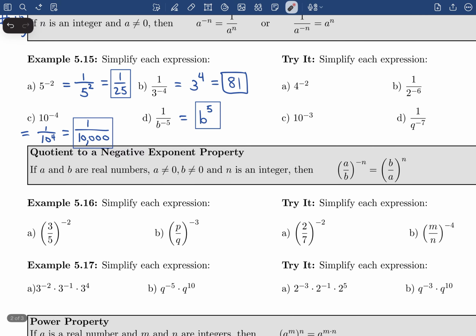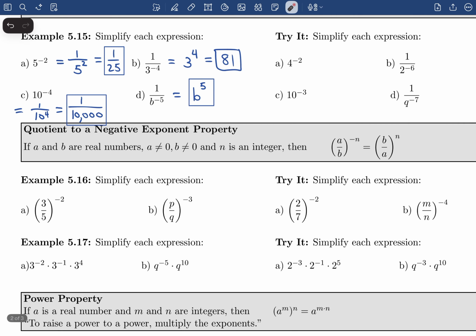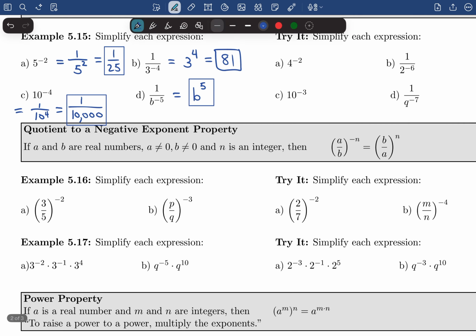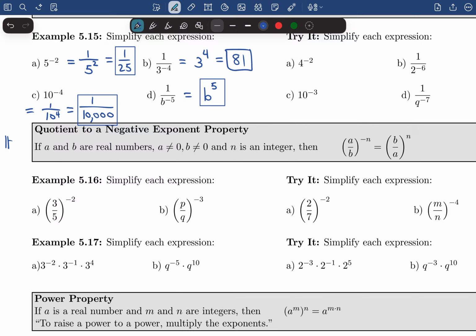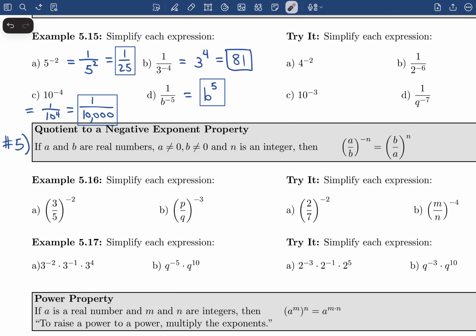Let's move forward, and we are going to look at a fifth property today. This fifth property is the quotient to a negative exponent property. Okay, so if a and b are real numbers, and a doesn't equal 0 and b doesn't equal 0, and n is an integer, then a over b to the negative n power equals b over a to the positive n power. Okay, so here I've got a quotient, and it's raised to a negative exponent.